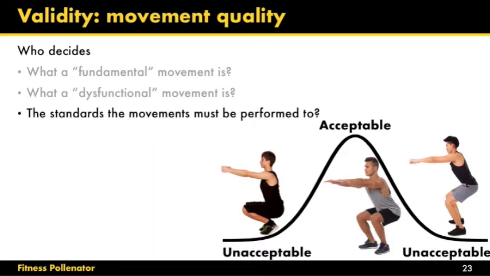And then the last question, what about these standards that the movements must be performed to? Maybe rather than one specific output, there's actually a range of acceptable movements. So this range would allow for more of the individual variation that comes with the territory of different anatomical differences that people have in their bone structure, like different hip sockets and different limb length ratios. Like if you're tall, you might have longer femurs.